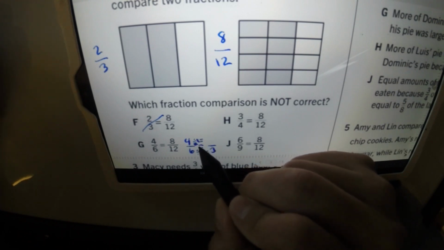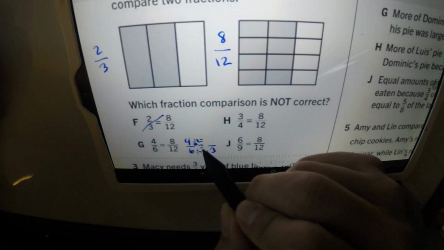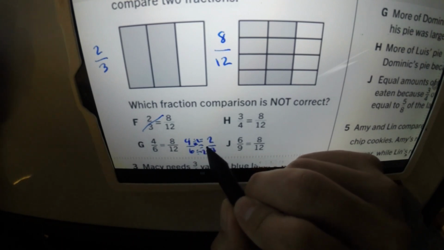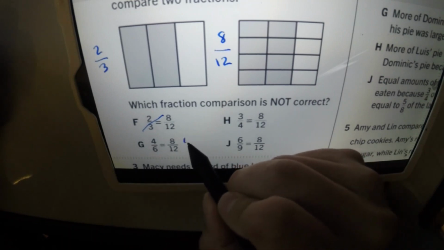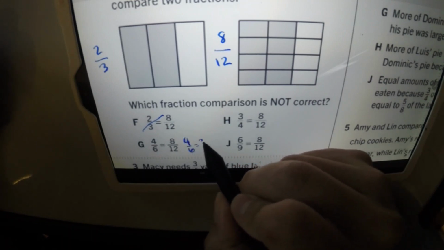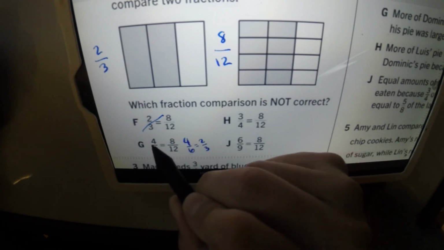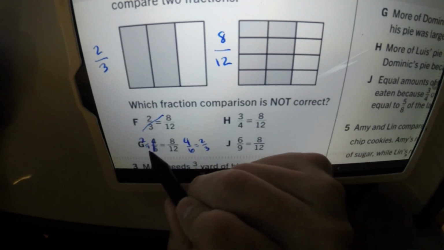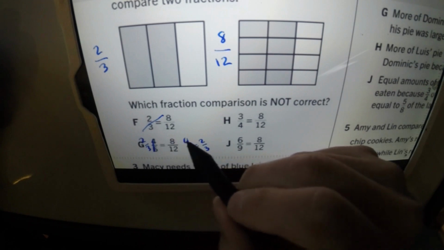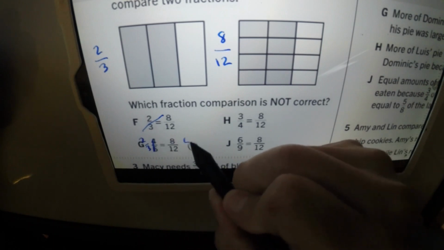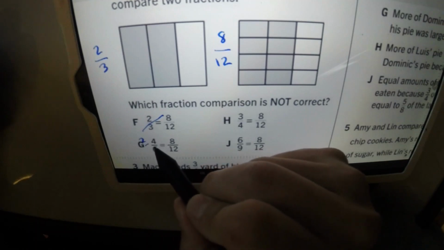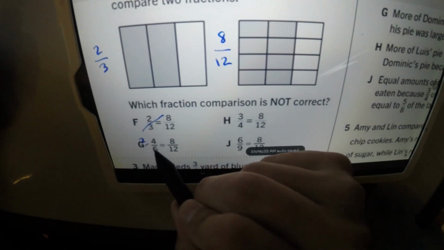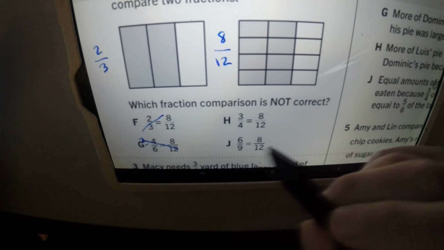Half of 4 is what? 2. So 2/3. So 4/6 is the same as 2/3. So we can just replace this with 2/3. Well, this is the same as that. And remember, we're looking for what is not correct. So this can't be the answer because this is equal to that, because that is equal to that. This is correct. So this is not our answer.